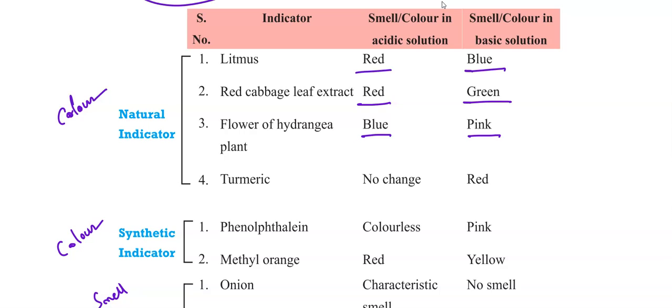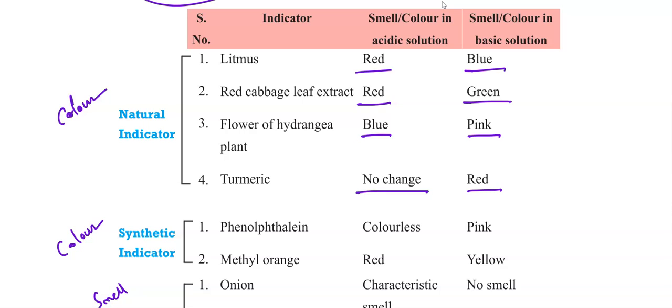Turmeric, if it is acid, no change. If it is base, red color. See children, it is just differing with the things we have studied earlier, right? If it is base, we can also see it showing red color. So you just need to remember these points about the modified natural plant things.